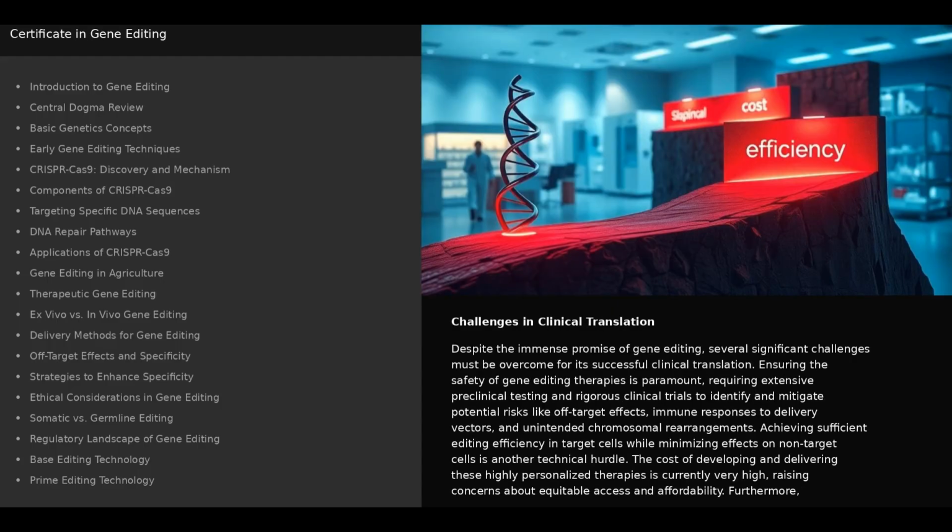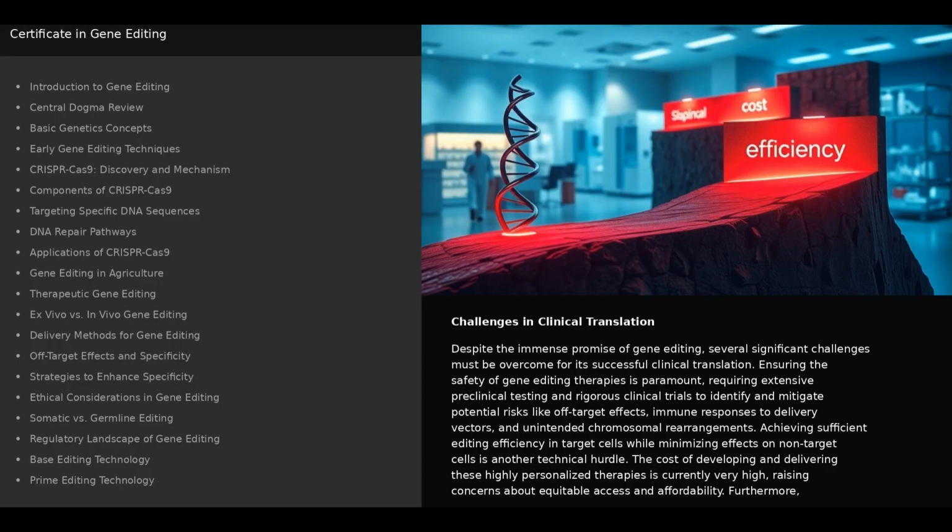Challenges in clinical translation. Despite the immense promise of gene editing, several significant challenges must be overcome for its successful clinical translation. Ensuring the safety of gene editing therapies is paramount, requiring extensive preclinical testing and rigorous clinical trials to identify and mitigate potential risks like off-target effects, immune responses to delivery vectors, and unintended chromosomal rearrangements.